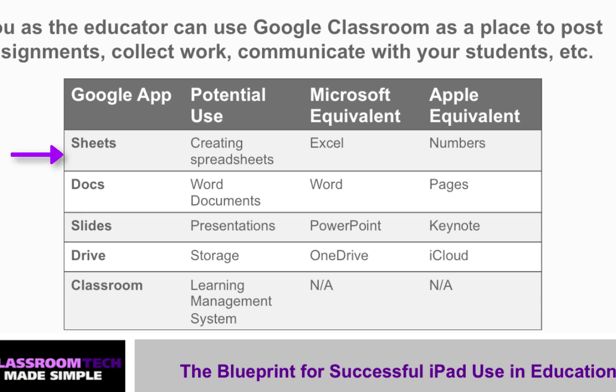Google Sheets is used for creating spreadsheets. The Microsoft equivalent is Excel, and the Apple equivalent is Numbers. Google Docs is used to create Word documents. Google Slides is used to create presentations. Google Drive is where all of your documents, presentations, and spreadsheets are saved automatically.